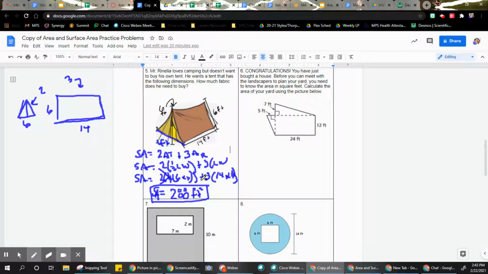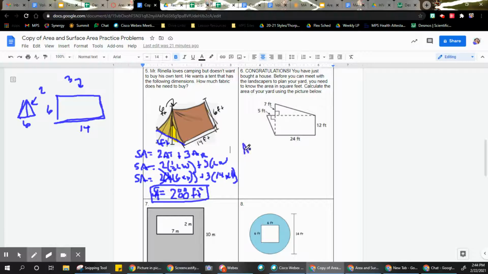So then our next one, it says, congratulations, you have bought a house. Before you can meet with the landscapers to plan your yard, you need to know the area in square feet. Calculate the area of the yard using the picture below. So we need to find out the area of this composite shape. There are 2 triangles here, but the triangles are not the same, and a rectangle.